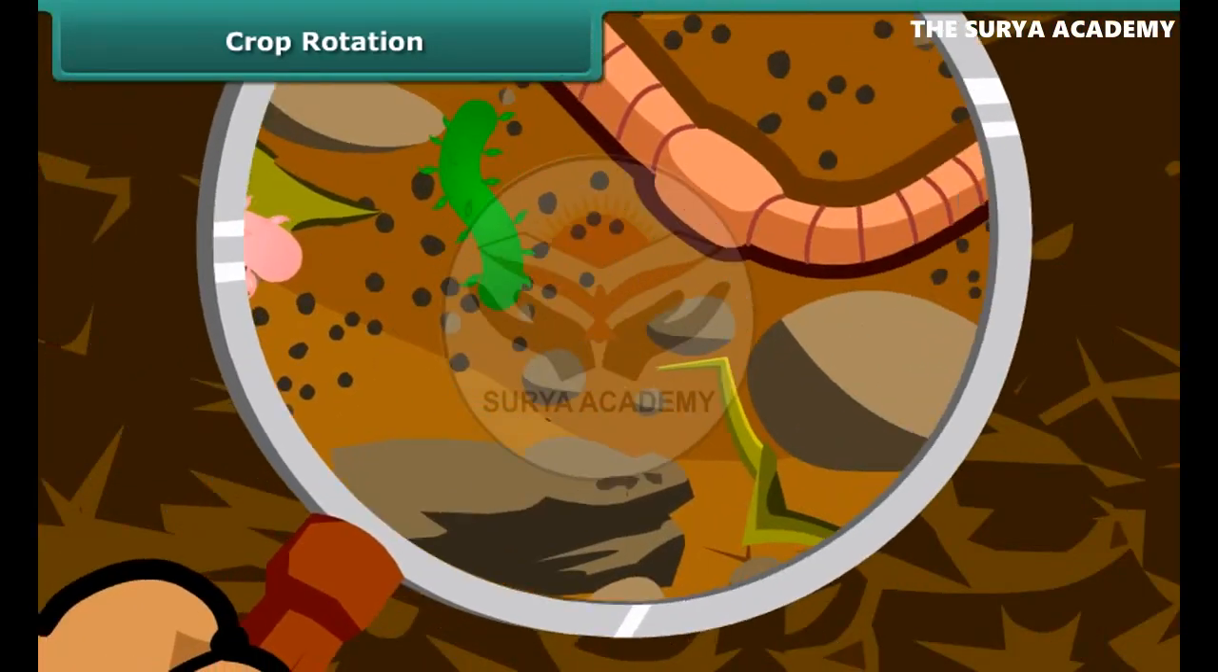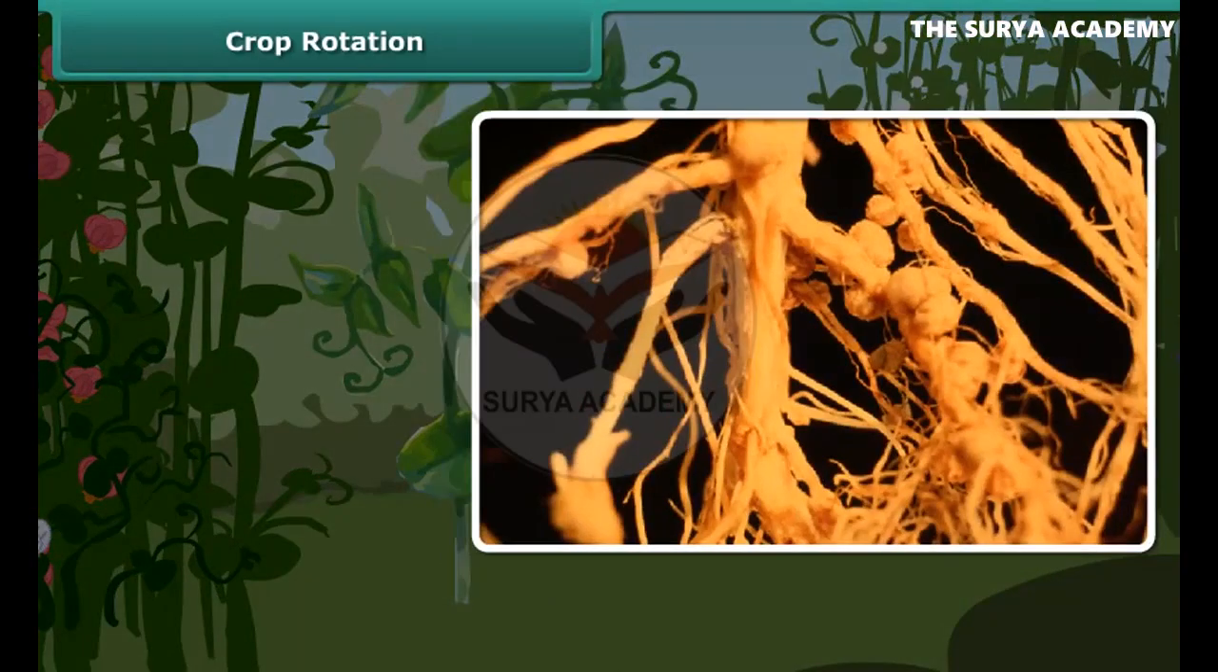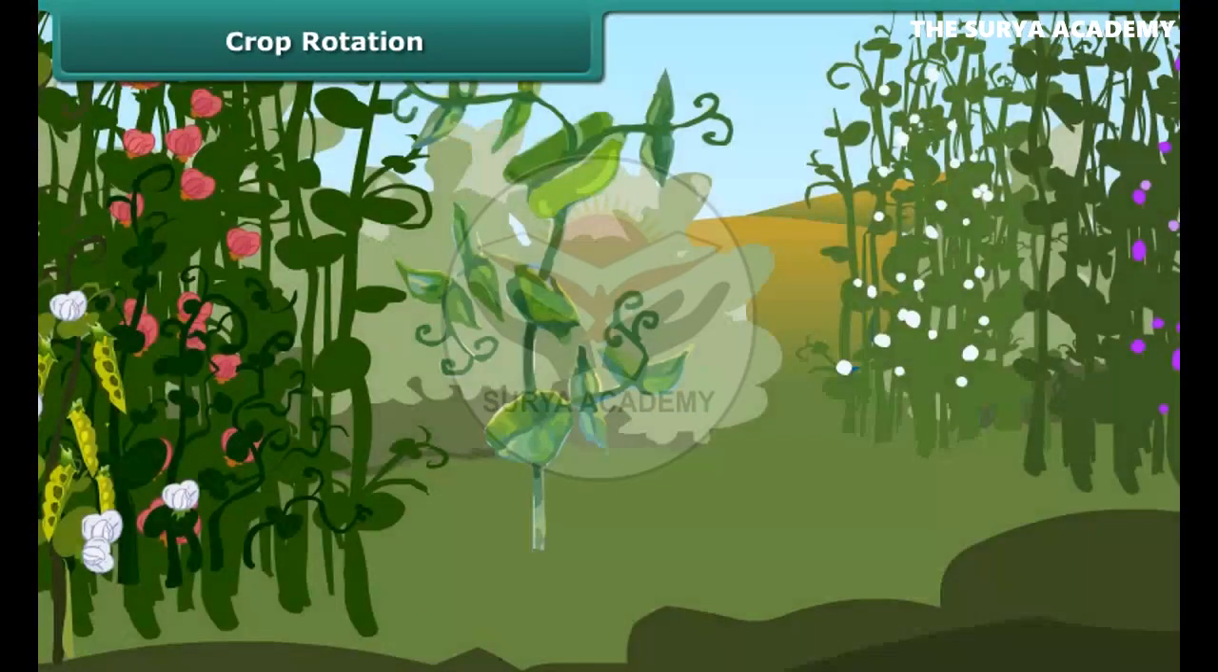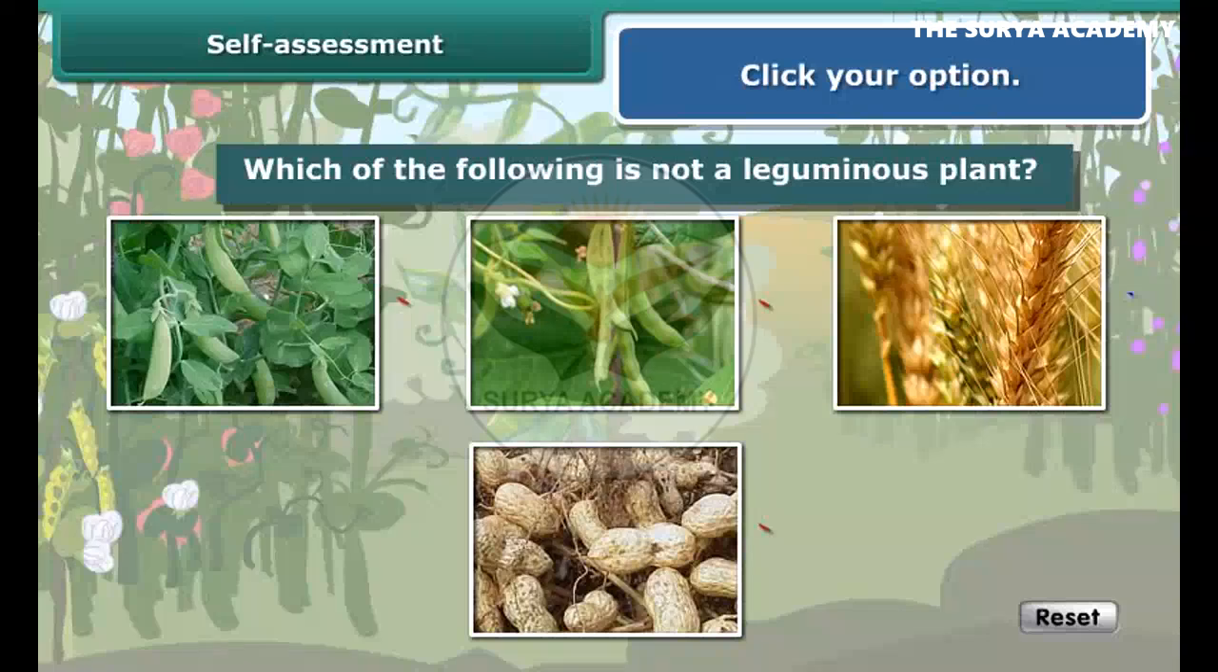You will be surprised to know that some bacteria are present in the root nodules of these leguminous plants. These are known as rhizobium bacteria, which fix atmospheric nitrogen to form nitrogen compounds. When these nitrogen compounds go into the soil, it becomes more fertile. Thus, planting leguminous plants will result in nitrogen-rich soil, and when a cereal is grown in this soil, food grain production increases. Friends, can you tell me which of the following is not a leguminous plant?